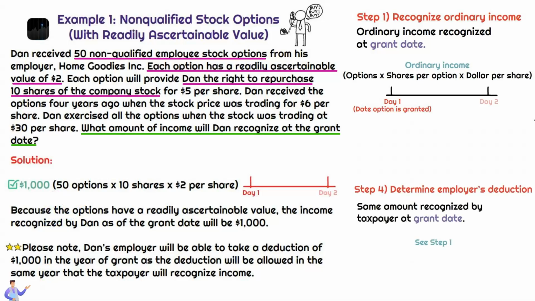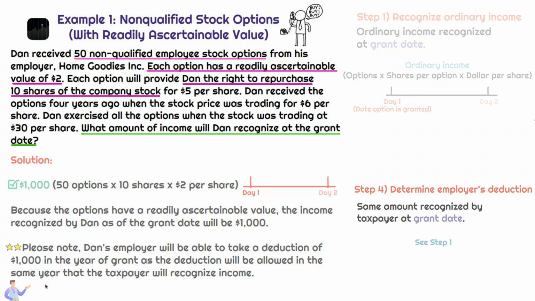Okay, so just a little side note, what does this mean for the employer? Dan's employer, Home Goodies, will be able to take a deduction as of the same period that ordinary income is recognized by the taxpayer. Okay, so because again, this is a non-qualified stock option with a readily ascertainable value, Dan is going to recognize this as of the grant date, which means that the employer will be able to take a deduction for the same amount as of that grant date. Okay, so in the same year.